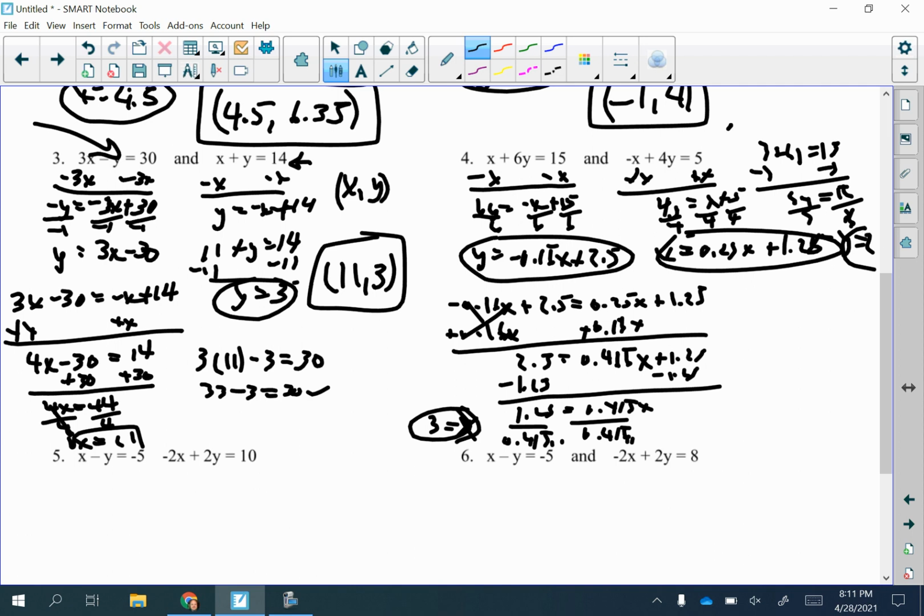So I got the point (3, 2). So now we're going to go to this equation and put both of them in, and if they work, we got the right answer. So 3, well, this is the opposite of x. So if x is 3, the opposite of 3 is negative 3 plus 4 times 2 equals 5. Well, negative 3 plus 4 times 2 is 8, and negative 3 plus 8 is 5. So 5 equals 5. So our answer for this one is the point (3, 2).